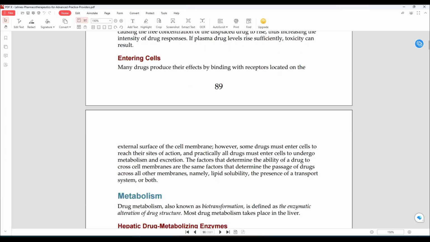So, entering cells. Many drugs produce their effects by binding with receptors located on the external surface of the cell membrane. However, some drugs must enter cells to reach their site of action, and practically all drugs must enter cells to undergo metabolism and excretion. The factors that determine the ability of a drug to cross cell membranes are the same factors that determine the passage of drugs across other membranes, namely lipid solubility, the presence of transport systems, or both.